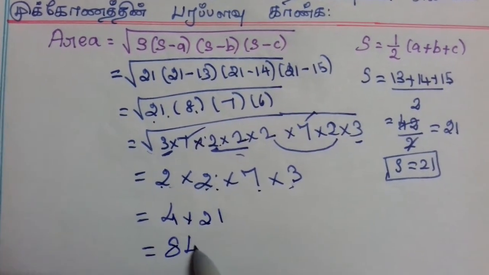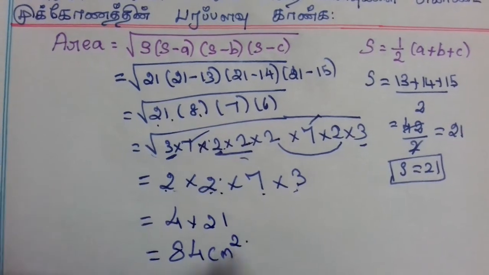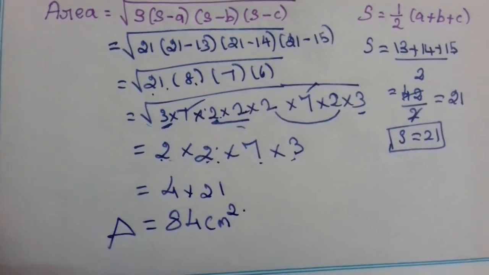Here 84 centimeter square. Area value is 84 centimeter square.